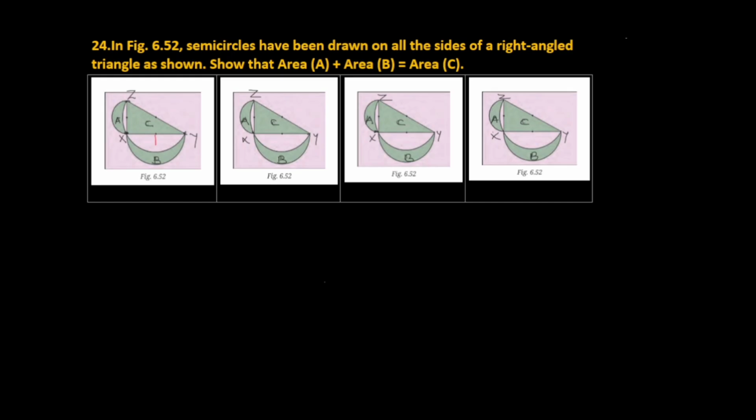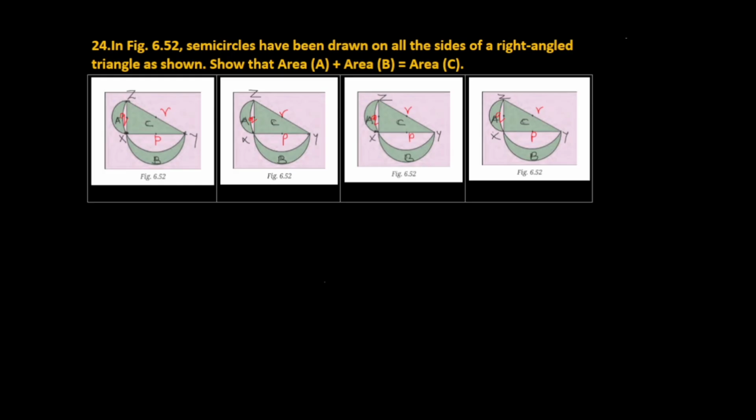Suppose I am going to name the sides. Length of side XY is P. Length of side YZ is Q and this is R. So, P, Q, R. Now we are going to calculate.